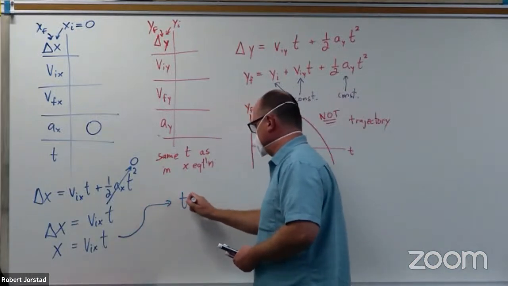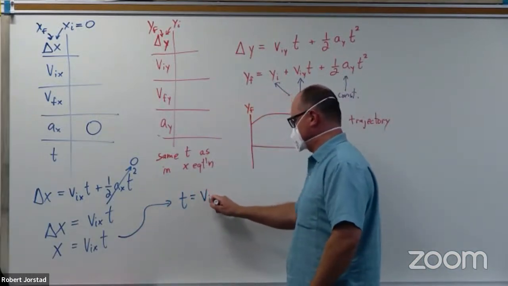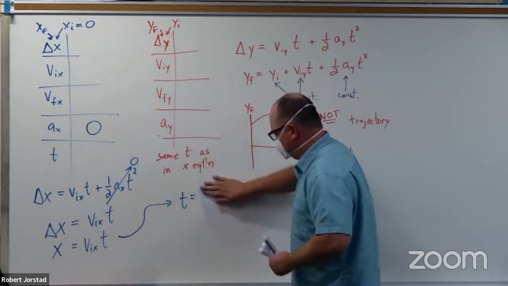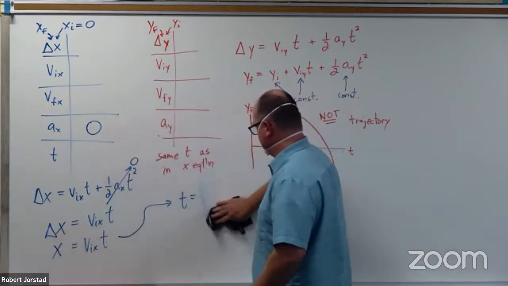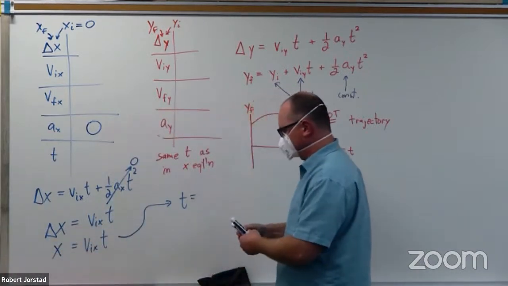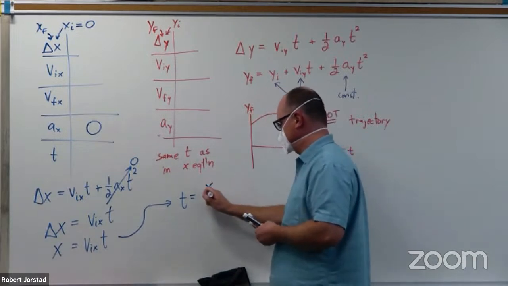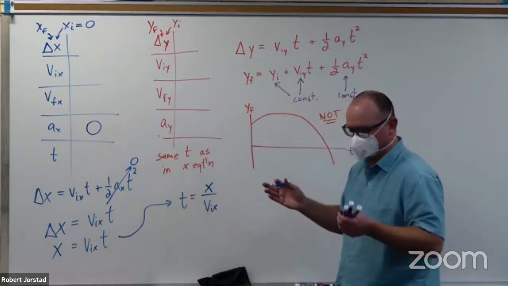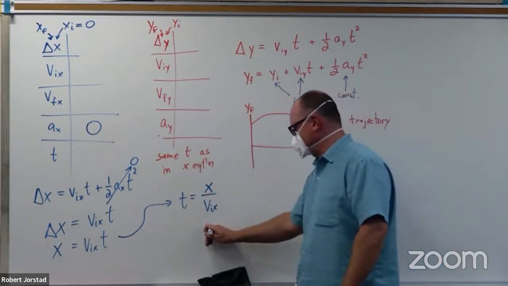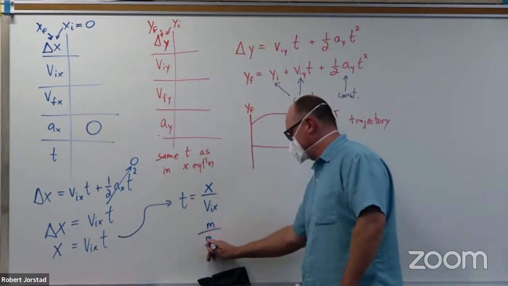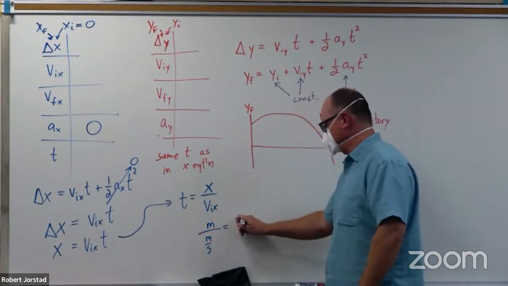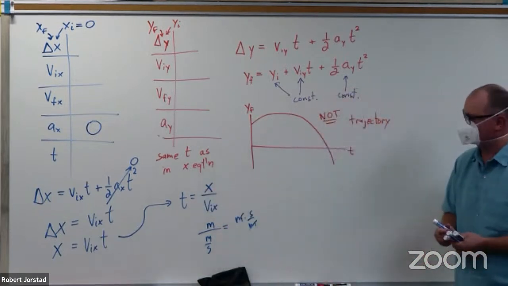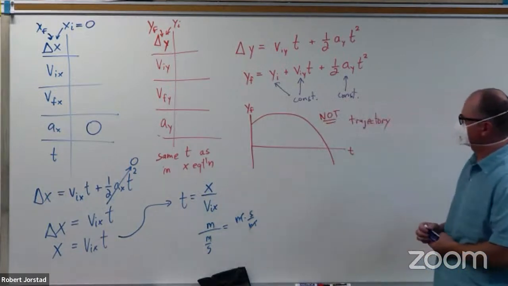You agree that t is equal to v initial x. Wait, I flipped it, didn't I? All right. Should be x over v initial. Yep. Let's check the units really quick. This is actually the one I screw up the most for some reason. I always screw up this equation. So I get meters over meters per second. That's meters times seconds over meters seconds. Okay, so time can be rewritten as x over v initial.